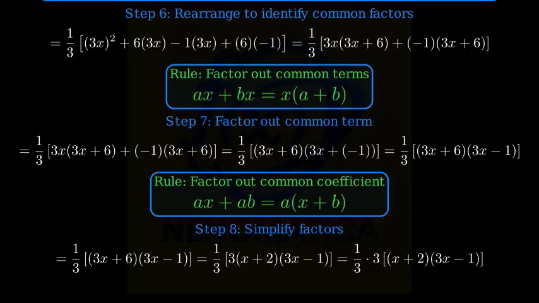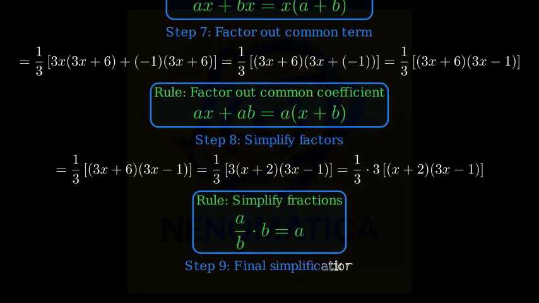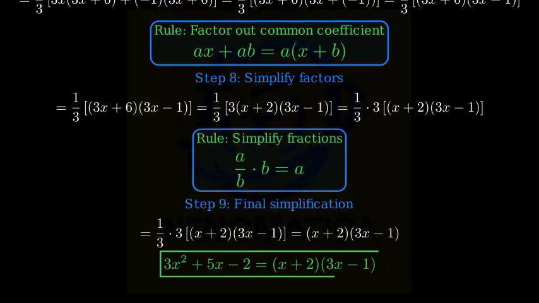For our final step, we'll simplify the fraction with the coefficient. 1/3 times 3 equals 1, so we can cancel these terms. Our final factored form is x plus 2 times 3x minus 1.